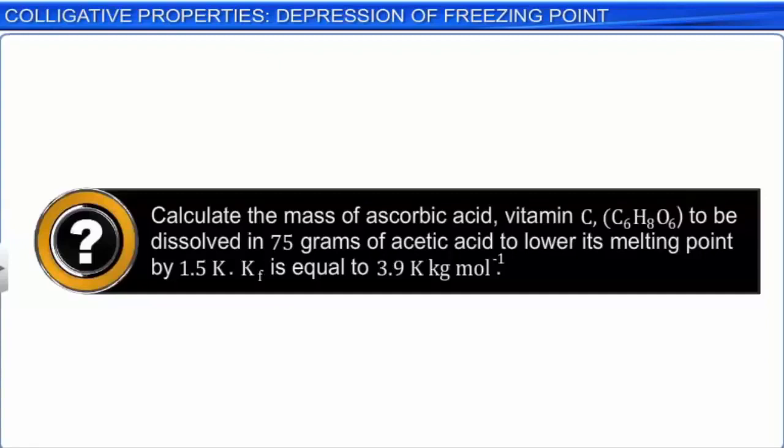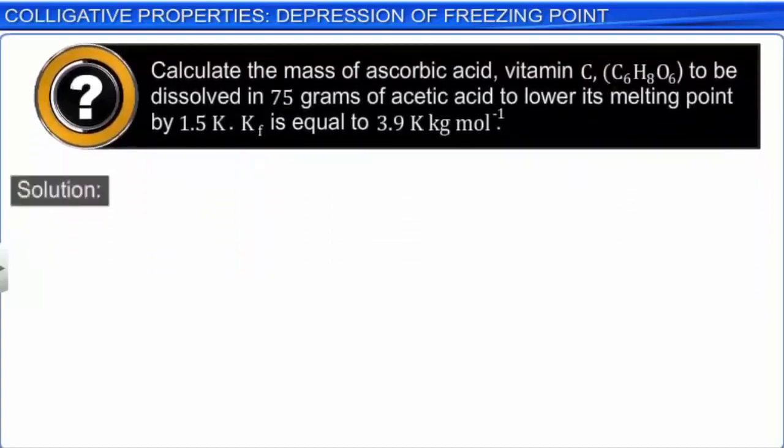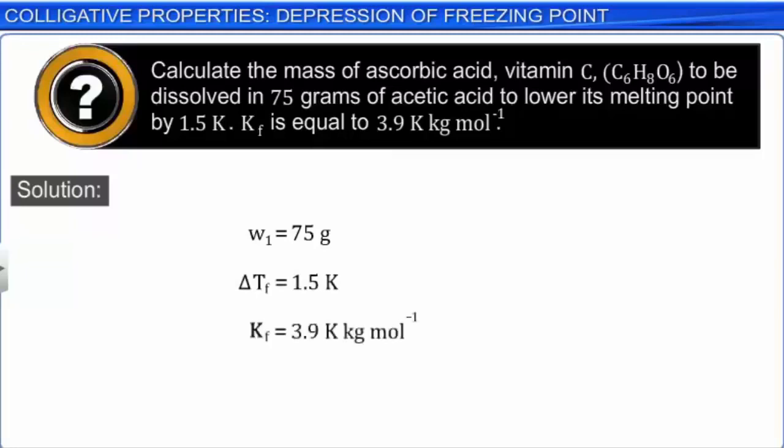Calculate the mass of ascorbic acid, vitamin C, C6H8O6, to be dissolved in 75 grams of acetic acid to lower its melting point by 1.5 Kelvin. Kf is equal to 3.9 Kelvin kg per mole. The first step, as usual, is to list the given variables. W1 is equal to 75 grams. Delta Tf is 1.5 Kelvin. Kf is 3.9 Kelvin kg per mole, and the molar mass of ascorbic acid is 176, while W2 needs to be calculated.